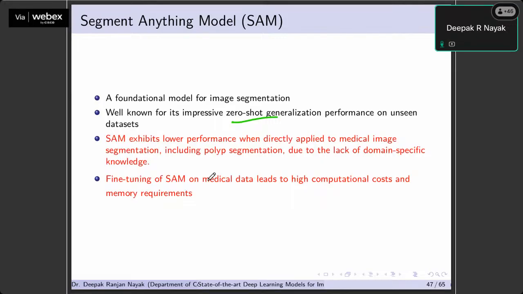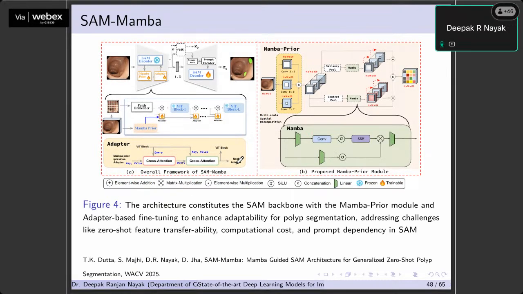So then what will it do? Even transfer learning may not help us here, because transfer learning may take a long time. So then what is the solution here? Then we thought of introducing an adapter-based learning concept to solve the same problem, because it has good generalization performance. Those adapters are very, very important here.